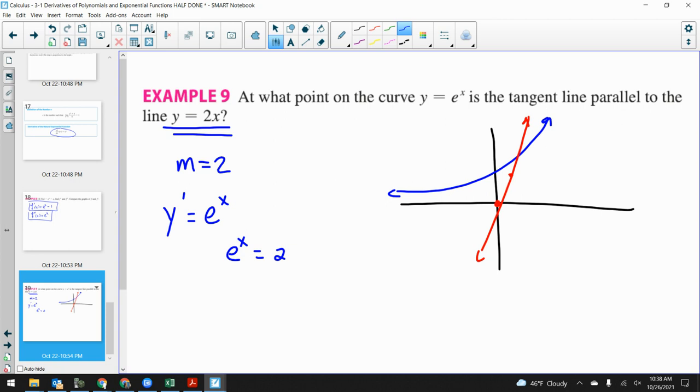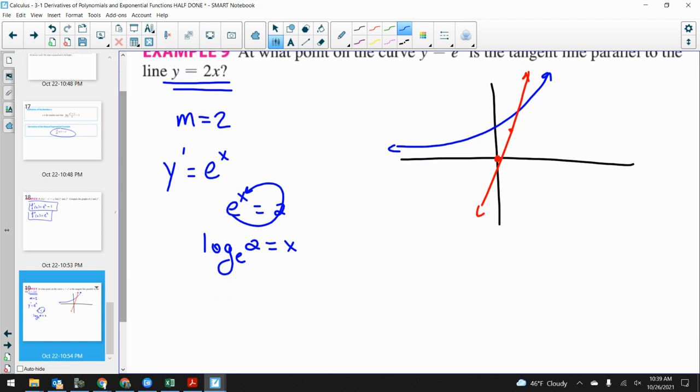Anybody remember? How do I solve for x? What do I take? How do I get something out of an exponent? The natural log. Log base e of 2 is x. And remember, log base e, that's why I called it natural log. ln of 2 is x.